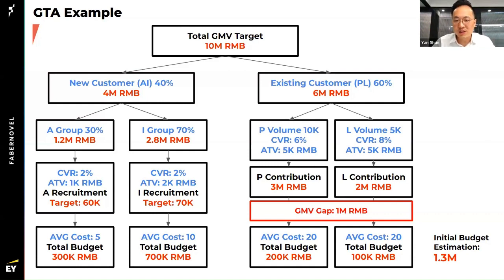It's not to recruit anymore because these are already existing customers. It's actually to increase their average transaction value, probably from 5K to 6K to 7K, to be able to reach the 6 million RMB target. So this is an example I'm giving just to give you a better idea of how the GMV gap is calculated and how we can use data to help us with budget planning, and with how to reach the GMV target.